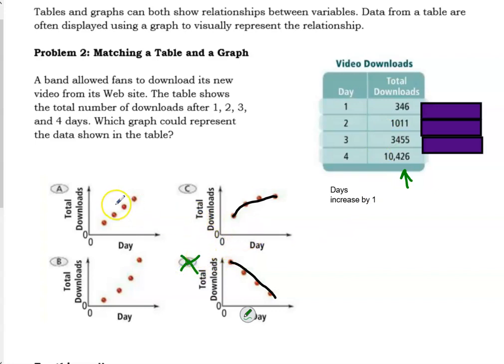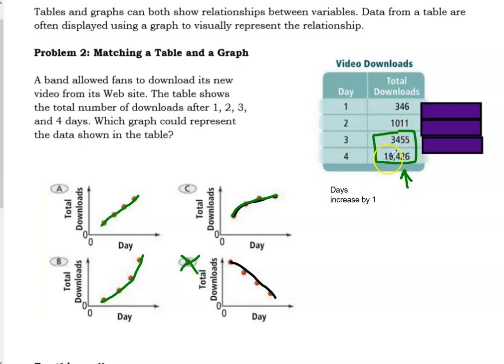Now, in order to figure out whether it's A, B, or C, we're going to have to take a look at how these downloads are changing. So if we look at A, it shows a linear relationship. It shows that the number of downloads is going up at a constant rate. In B, it shows that our downloads are increasing pretty quickly as the days are going by. And in C, again, our downloads are increasing, but not so much at the very end. And if you look at the table, during day 3 and day 4, those downloads are going up quite a bit.